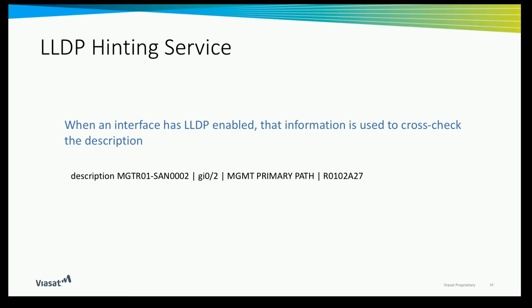So I mentioned using LLDP, and we refer to it as a hinting service, where if an interface has LLDP enabled, we assume that the interface description has a certain format. The first part of the format we expect when LLDP is enabled is the remote host. The second part, we expect to be the remote interface on that remote host. And then the last part is just arbitrary, which could be more useful identification for that circuit.